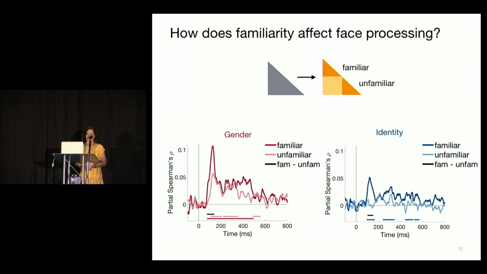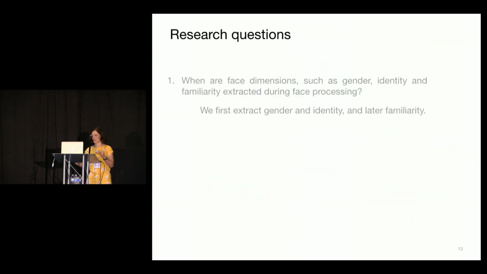So what that shows us is, one, that familiarity with the face enhances the processing of gender and identity. But surprisingly, what we also find is that when we look at the onset of when this enhancement happens, it's actually very early. So this onset is significant, and it basically overlaps with the time point when we first extract these dimensions. And that was a bit surprising to us.